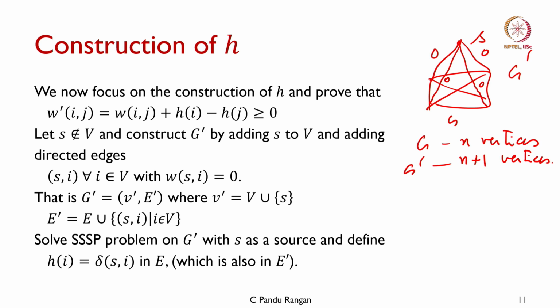Now solve the single source shortest path problem on G dash. G dash is still working with the weight function W. I have not done the transformation. G dash has the weight function W, and the new edges that are added have weight 0. Now solve the single source shortest path problem using Bellman and Ford. Only Bellman and Ford can be used now, and when you use that, you get the shortest path distance from S to all vertices.